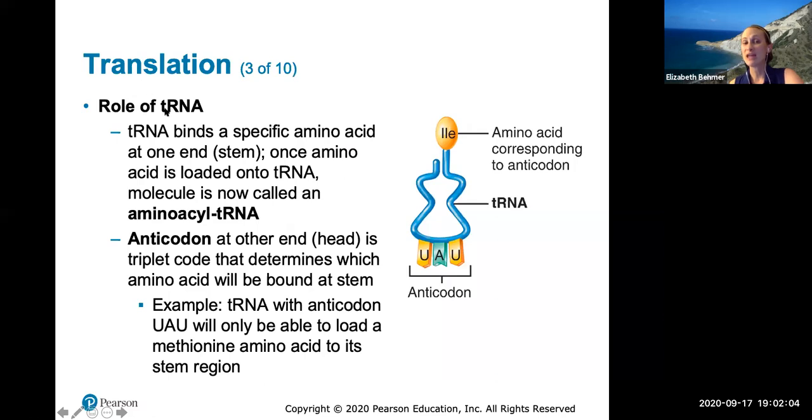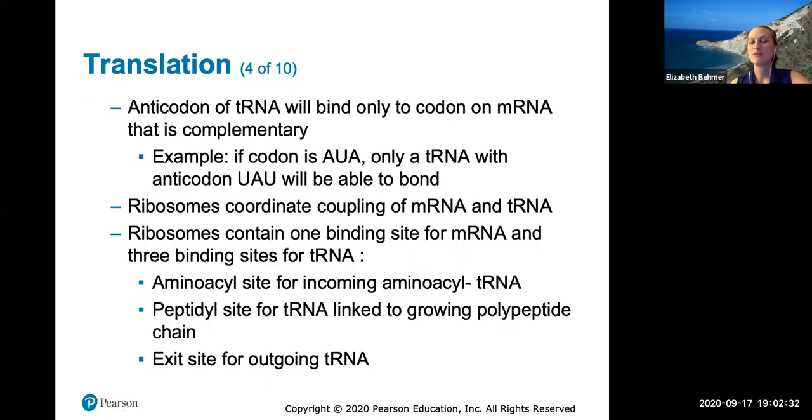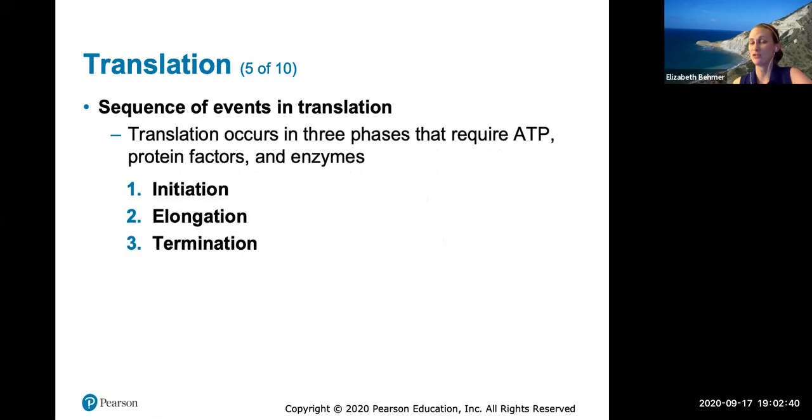So transfer RNA, tRNA, will bind a specific amino acid at one end. And once the amino acid is loaded onto the transfer RNA, we call it a different name. The transfer RNA brings this amino acid to the corresponding base pairs on the messenger RNA. We call it the anticodon because it'll be complementary to the codon on the messenger RNA strand. But really simply put, transfer RNA will bring a complementary amino acid based on base pairs to the messenger RNA strand. And this process is similar in translation.